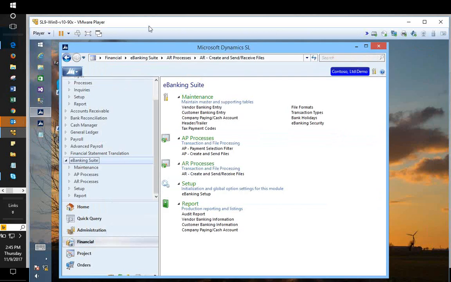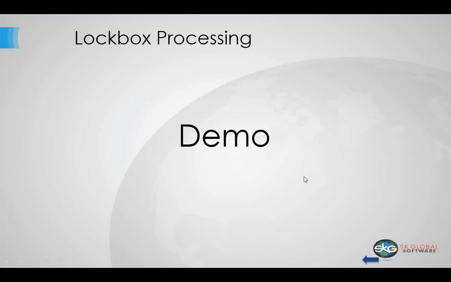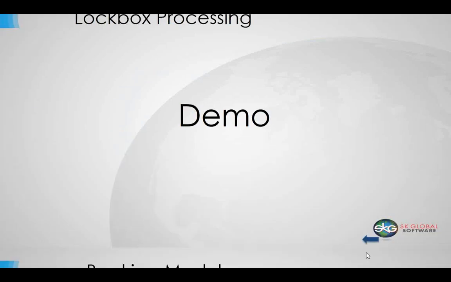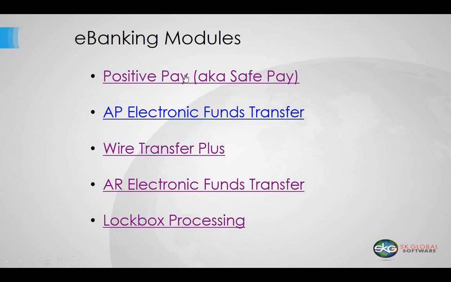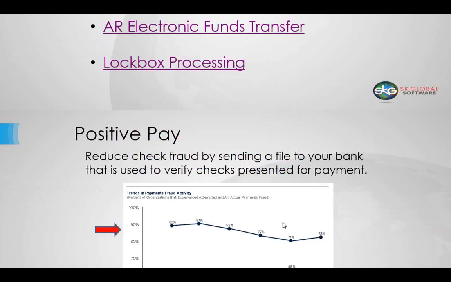So that covers the modules that we're going to cover today. Again, just in review, Positive Pay handles your checks to prevent fraud. APFT handles your NACHA transactions. Wire Transfer Plus handles everything other than NACHA. So anything outsourced: check printing, wires, paying off a credit card, and then the two AR applications for direct debit or AREFT, or Lockbox processing as well.